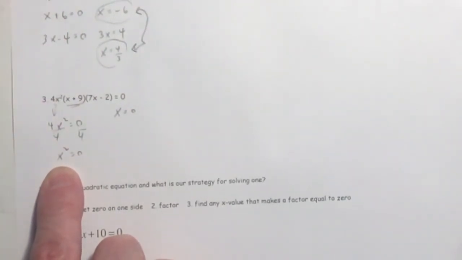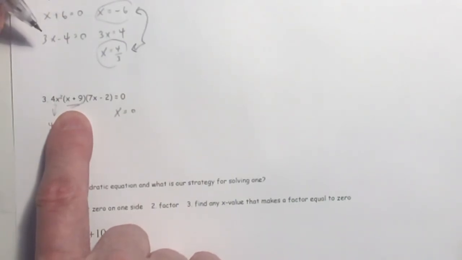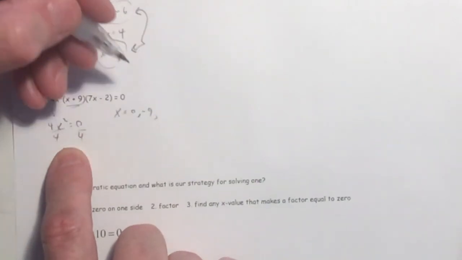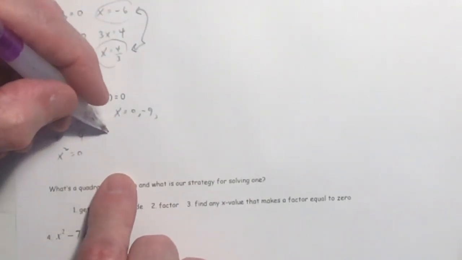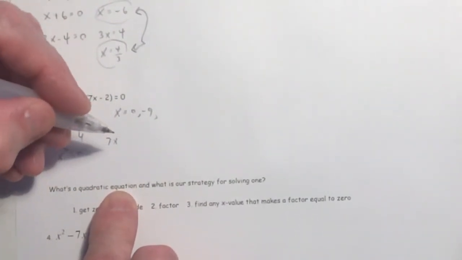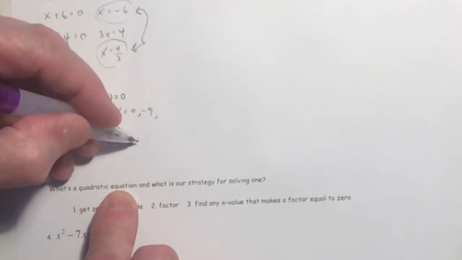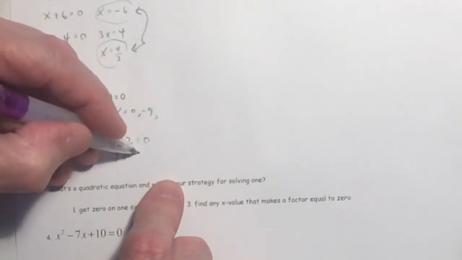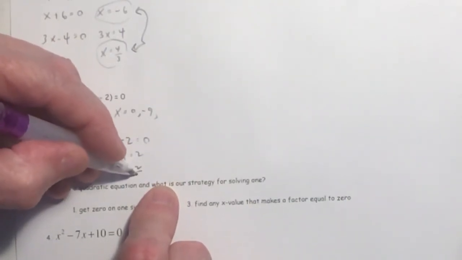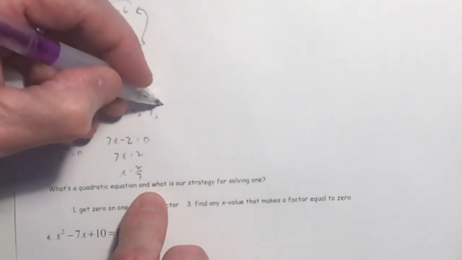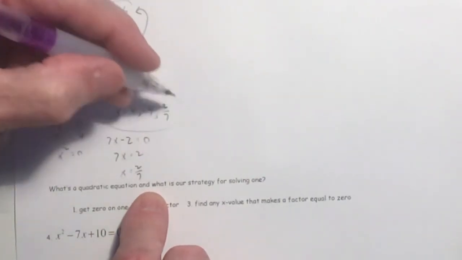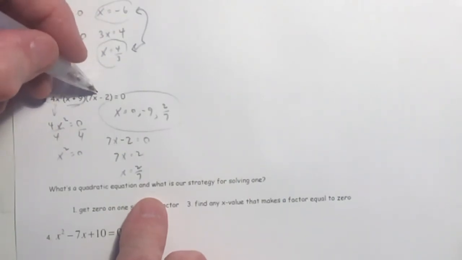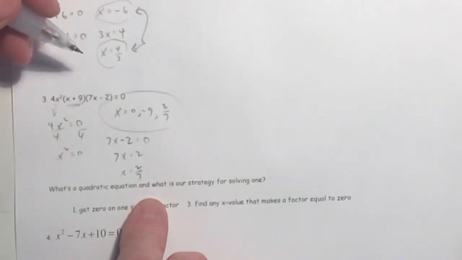When will this factor equal 0? Set that equal to 0, solve it, you're going to get a negative 9. And the third one, let me write this one out. We won't be writing these out much longer. There's a good way to do them in your head. Add 2 to both sides and divide by 7, 2/7. So three solutions to this one. 0 from that factor, negative 9 from that factor, and positive 2 over 7 from that factor.